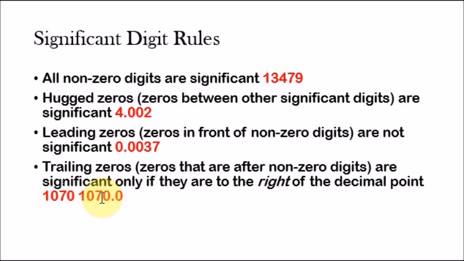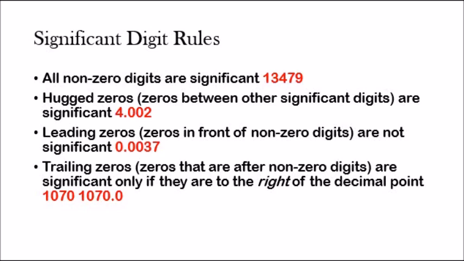In this case here, the trailing zeros are significant because they're to the right of the decimal point. Look here, this 0 is to the right of the decimal point, and because of that, it is significant. The 1 and 7 are significant because of the first rule. The 0 is significant because of hugged zeros. And now, since this trailing 0 is significant and this 7 is significant, the second rule says zeros between other significant digits are significant, and that makes the 0 here also significant. So this number has 5 significant digits.